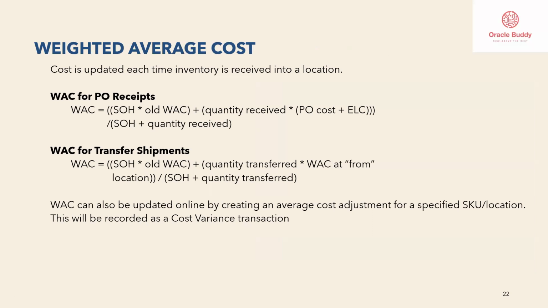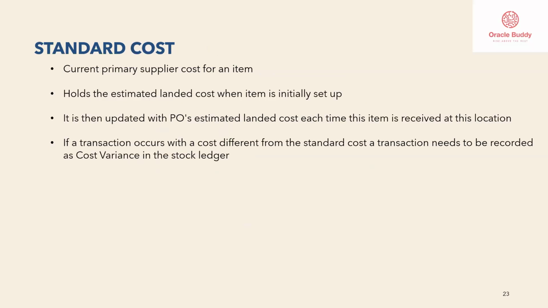Next topic is weighted average cost. Cost is updated each time inventory is received into a location. Weighted average cost for a PO receipt will be stock on hand times old WAC plus quantity received times PO cost plus ELC, which is estimated landed cost, divided by stock on hand plus quantity received. Similarly, WAC for a transfer shipment will be stock on hand times old WAC plus quantity transferred times WAC at the from location, divided by stock on hand plus quantity transferred. WAC can also be updated online by creating a weighted average cost adjustment by specific SKU location. This will be recorded as a cost variance transaction.